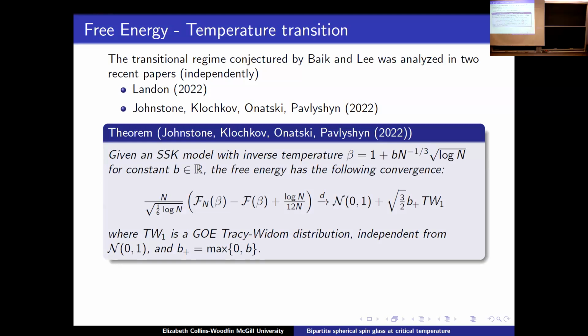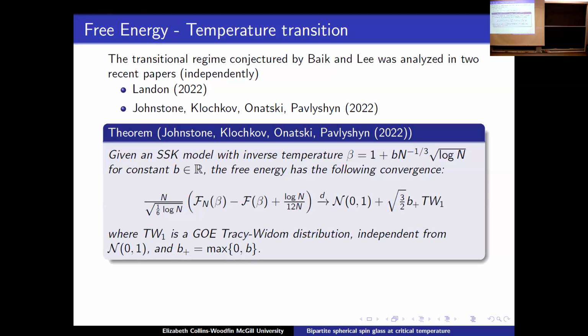So they're using this inverse temperature that's in the critical window that was conjectured. And this is the convergence formula that they find for the fluctuations of the free energy. There's some mean term here and some normalization, and then they actually get a Gaussian term and a Tracy-Widom term. So what are the key things?